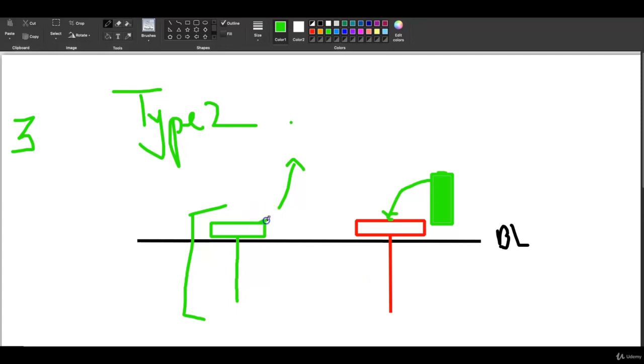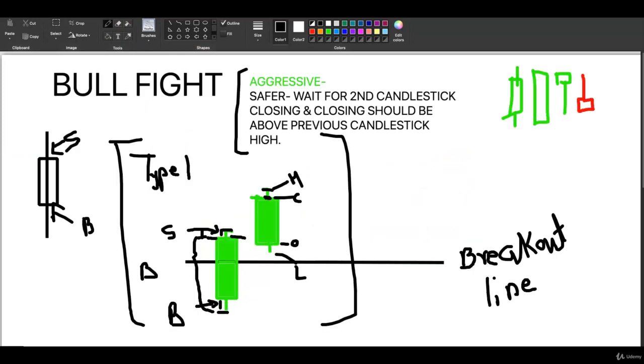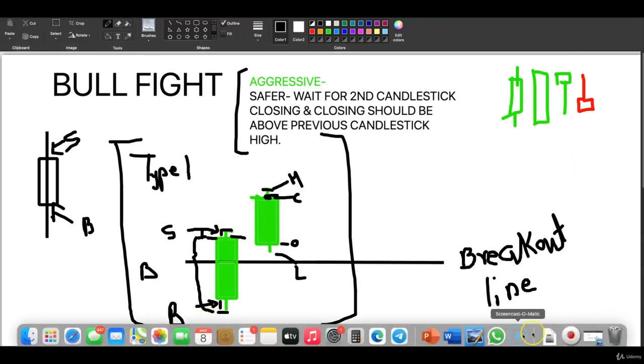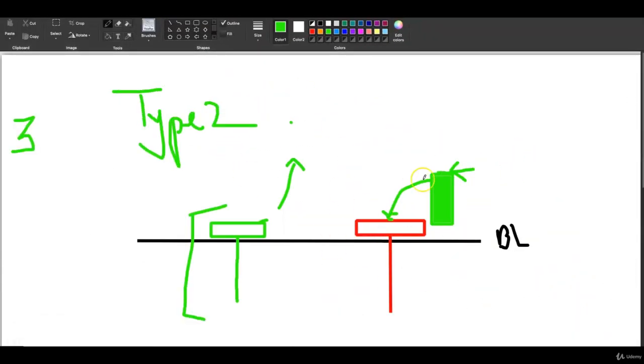So here it's clear, you are going to immediately place your trade. Here it's clear, here you are going to place your trade, and in type 1 it's clear that here you are going to place your trade. So here you can clearly see the fight has already been won by the bulls. From here to here there is a presence of buyers, from here to here there is a presence of sellers.